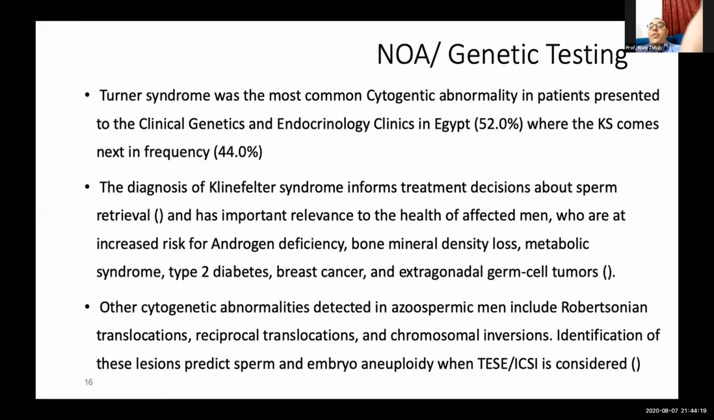Turner syndrome was the most common one, especially for patients visiting the endocrinology clinic rather than the infertility clinic. The diagnosis of Klinefelter also offers some challenges because those patients are at a higher risk of androgen deficiency, osteoporosis, metabolic syndrome, type 2 diabetes, breast cancer, and germ cell tumors. Other cytogenetic abnormalities detected in azoospermia include translocations. These translocations are balanced, but whenever we do ICSI, these balanced translocations may result in embryo aneuploidy and result in ICSI failure. Next.